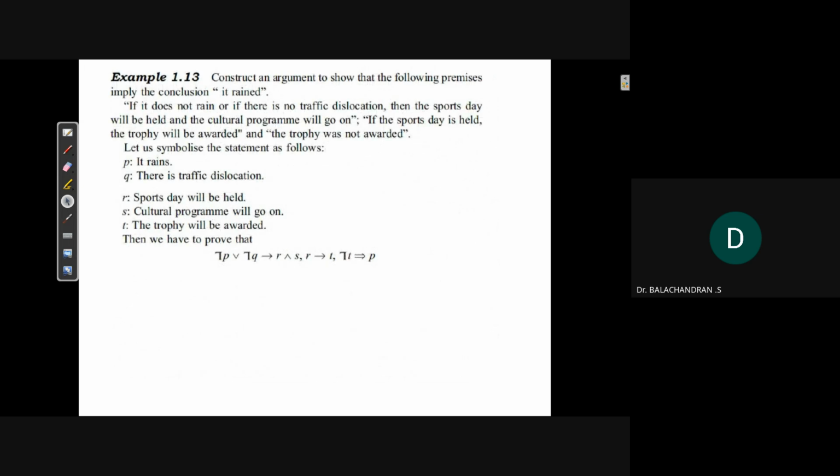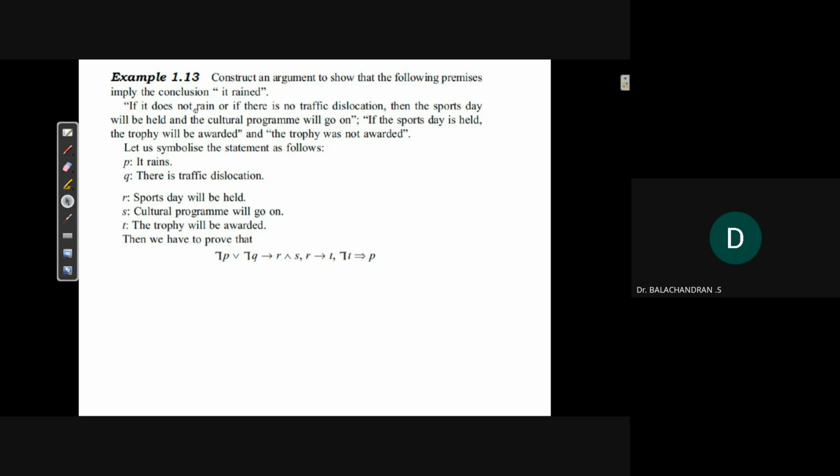Okay. So next one. Construct an argument to show the following premises imply the conclusion: it rained. Actually, we discussed a similar type. You can check it in your notes. Okay, the same set of premises, the wording may be different. It rained is the conclusion.